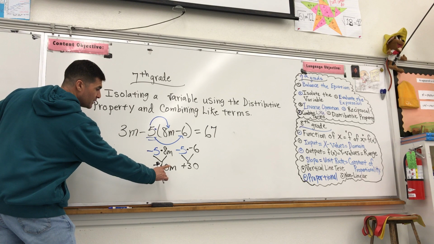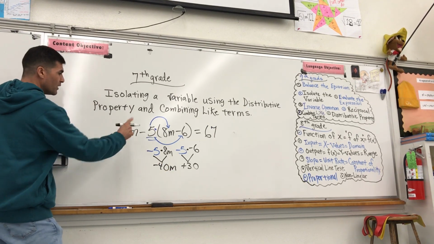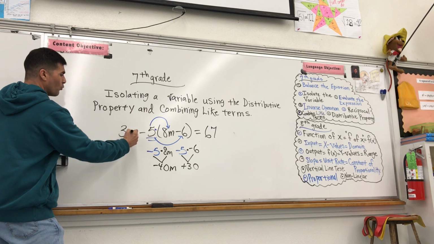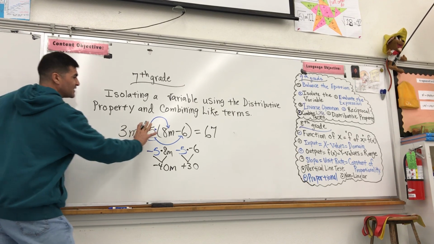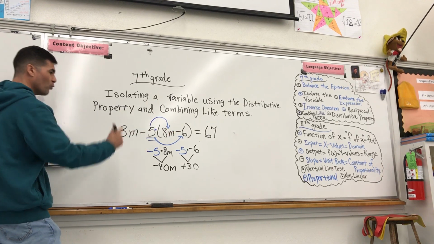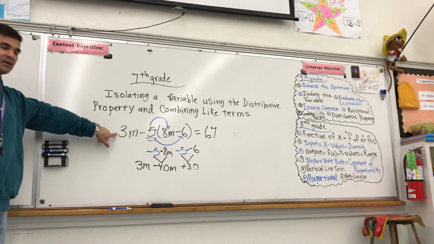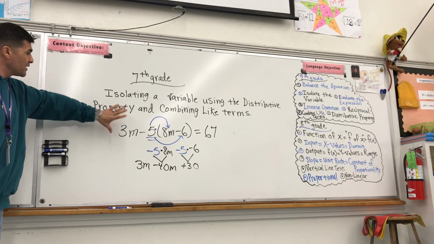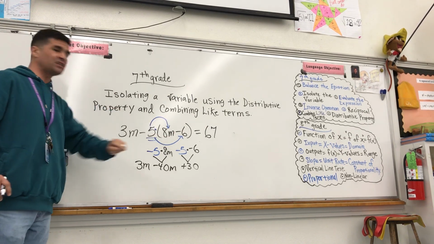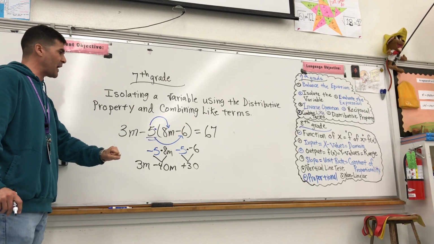This -40 is -40m. And now, some of you guys might have said, well, what about this 3m that we need to take away this quantity from? Well, we're not going to do anything to the 3m when we're using the distributive property. You see, this 3m wasn't part of the distributive property because it wasn't next to the parentheses to multiply with.